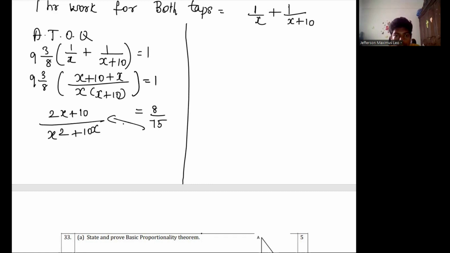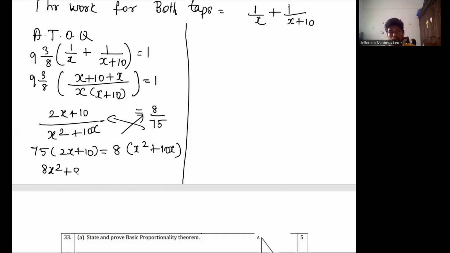Now cross multiplication, just a cross multiplication. 75 times 2x plus 10, and 8 times x square plus 10x. Okay. So 8x square plus 80x. These two terms come to the right side: minus 150x minus 750. Correct? Yes, ma'am. This is 750. This is equal to 0. Correct.